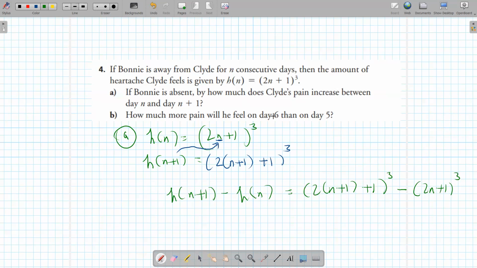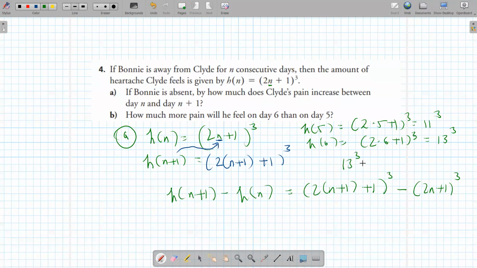For B, day 5 and day 6, you just find h of 5 and h of 6. How do you find h of 5? Well, just replace that n with a 5. So you have 2 times 5 plus 1 cubed. That's 11 cubed. And h of 6 is just going to be 2 times 6 plus 1 cubed. What's that? 13 cubed, right? So the difference in pain between day 5 and day 6 is simply 13 cubed minus 11 cubed. You can plug that in a calculator for part B.